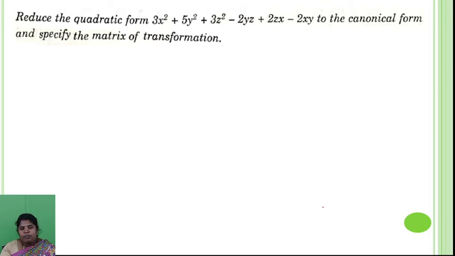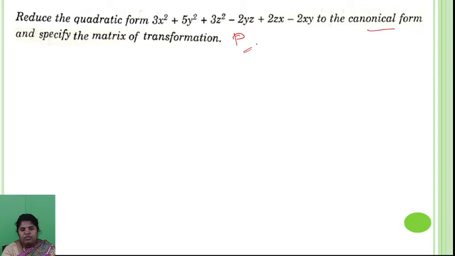Let us see a problem. Reduce the quadratic form 3x square plus 5y square plus 3z square minus 2yz plus 2zx minus 2xy to the canonical form and specify the matrix of transformation. That is, we want to find the matrix P, which helps to transform A to a diagonal form. So we are going to find the canonical form and the matrix P.